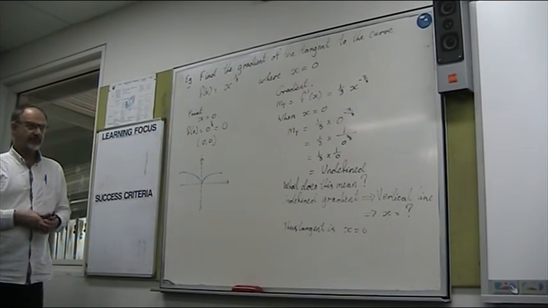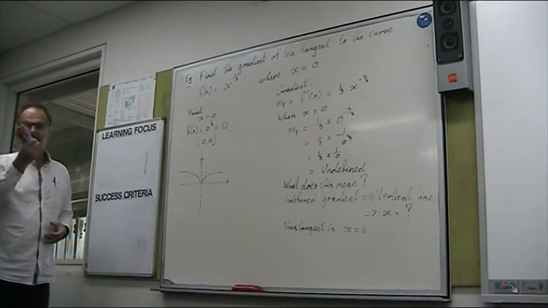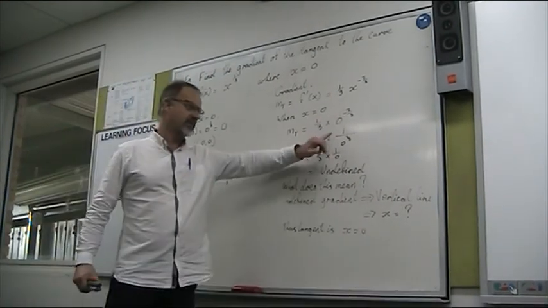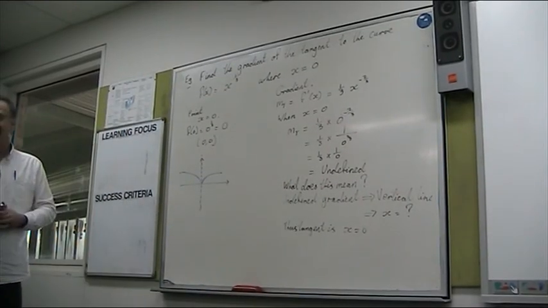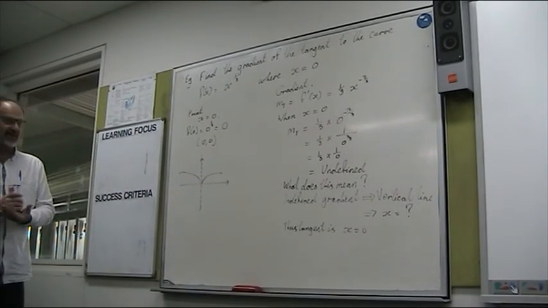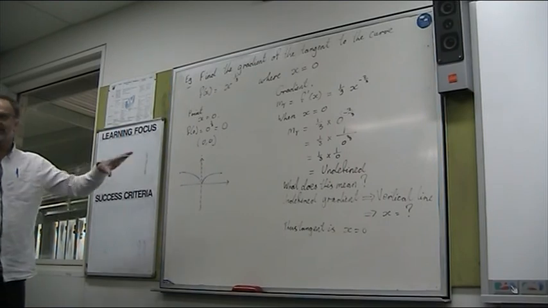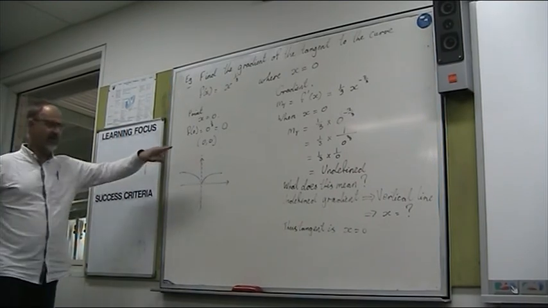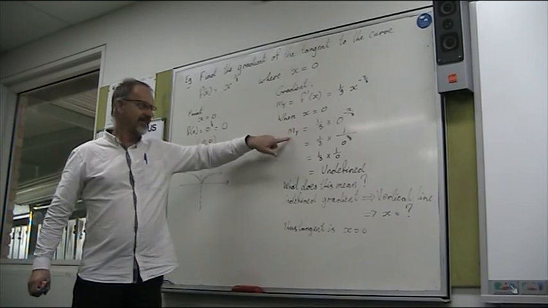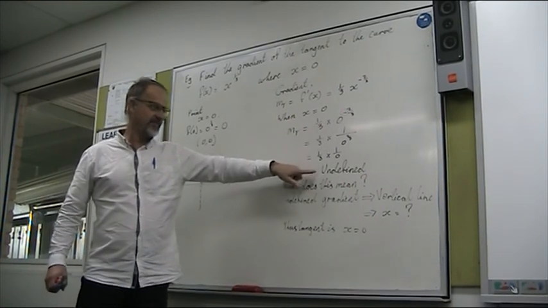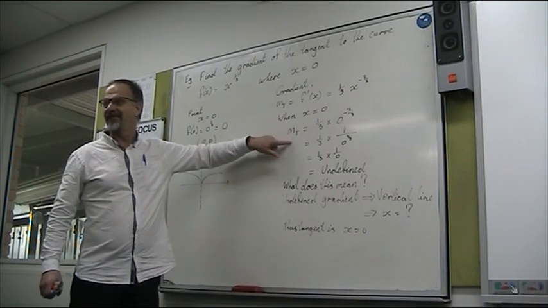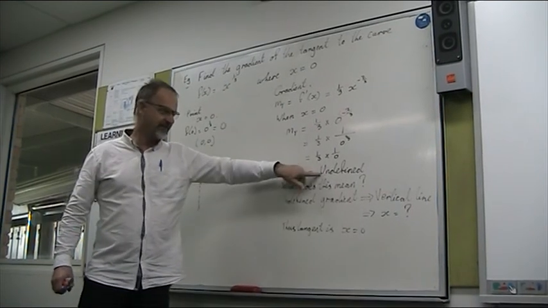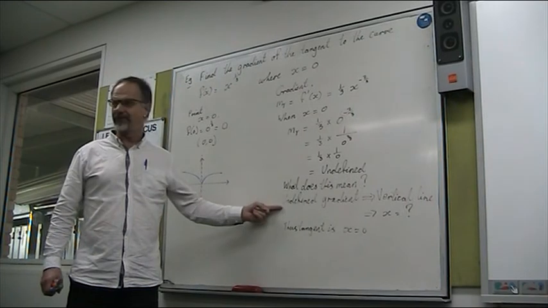All right. So yes, I did choose this purposely, just to highlight that that actually means something in this context. In this context, I found that the derivative was undefined, but in this case the derivative is the gradient of the tangent: undefined gradient, vertical line.